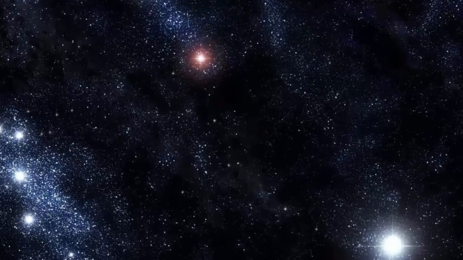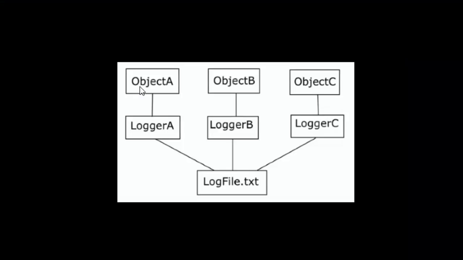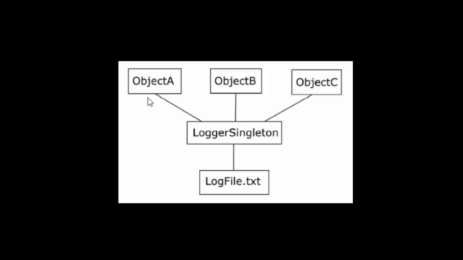For example, if you don't use a singleton, your object A would have an instance of the logger object. Object B would have its own instance of a logger object, and object C would have its own instance. All three of these logger objects can try to write to the text file at the same time, and that may cause a problem. With the singleton, all of your objects use the same logger object, and it's the only one that tries to write to the log file, so it's easier to control writing to that file.